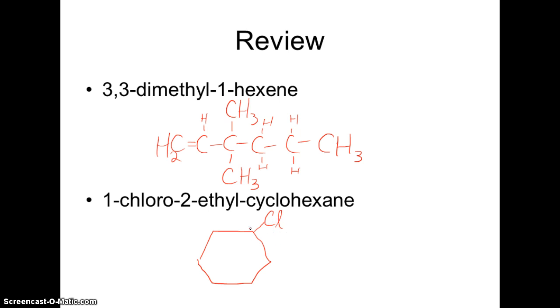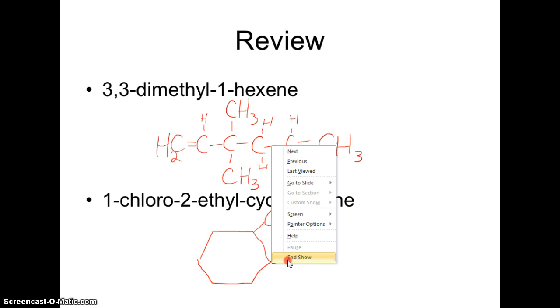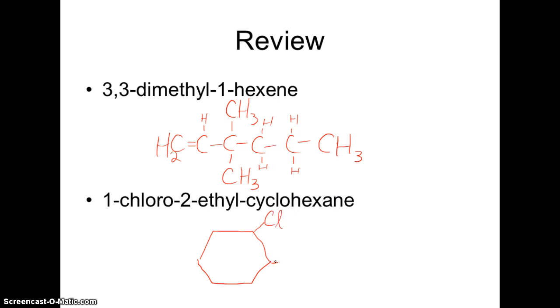That's the 1-chloro. And then I can choose clockwise or counterclockwise. At this stage it doesn't really matter to get to my second branch. I'm going to go this way, number 2. Number 2 there. And that is ethyl, which is CH2, CH3. So now I have 1-chloro, 2-ethyl, cyclohexane. But those are review.